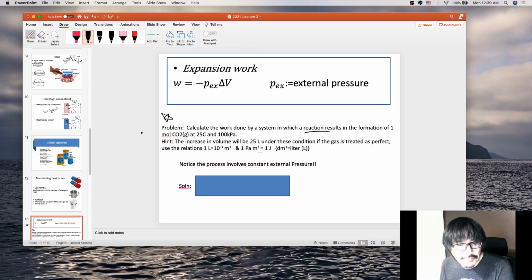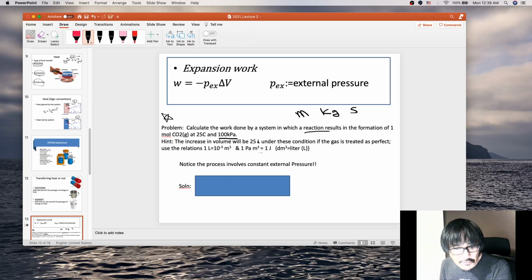Then another thing is that the external pressure is 100 kilopascal. The pascal is an SI unit, right? The SI units use meter, kilogram, and second. Those are the units used for the pascal right here. I'm not saying it's a multiplication of meter, kilogram, second, but the pascal can be expressed in terms of meter, kilogram, second. So these are SI units, right?